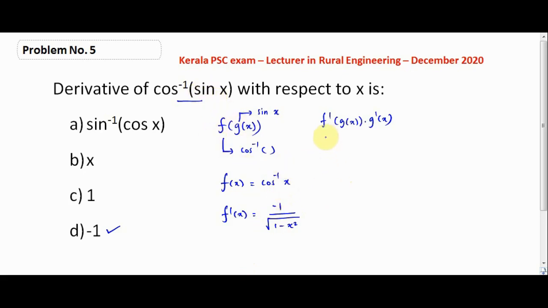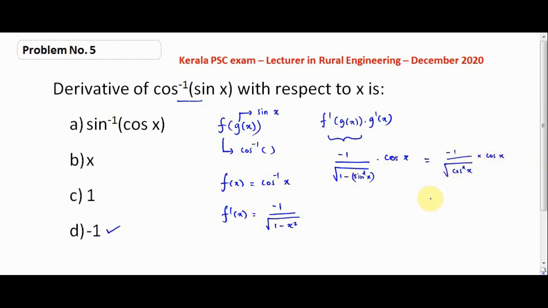So f dash of g of x will be minus 1 divided by root over 1 minus sin square x, that into g dash of x. G of x is sin x here, so g dash of x will be cos x. Let's simplify this. Minus 1 divided by root over 1 minus sin square x, and 1 minus sin square x is nothing but cos square x, that into cos x.